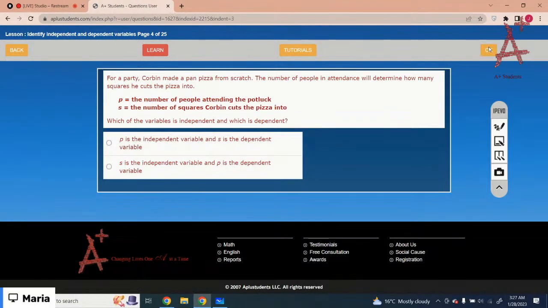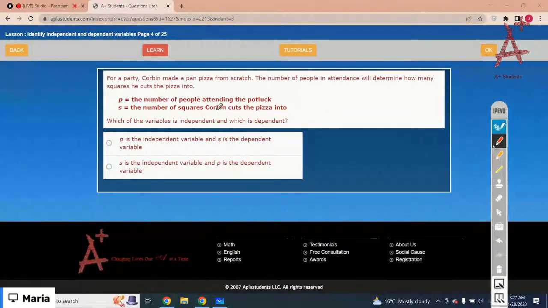For a party, Corbin made a pan pizza from scratch. The number of people in attendance will determine how many squares he cuts the pizza into. So the number of pieces of pizza is dependent on the number of attendance. Got it? So P is the independent and S is the dependent variable.